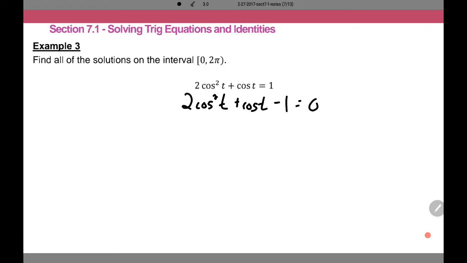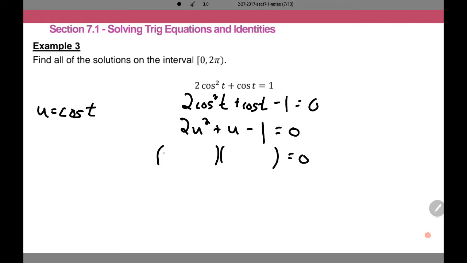And again, I think it's easier to just go ahead and substitute. If you want to use x, use x. I'm using u. Sometimes I use x. It doesn't matter what variable we use. So my cosine of t is going to be that, so I could make this 2u squared plus u minus 1 equals 0. And then we go ahead and just factor this like normal.